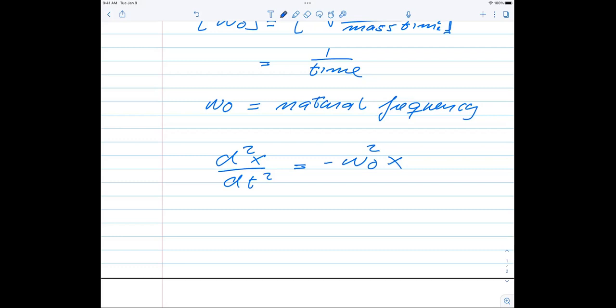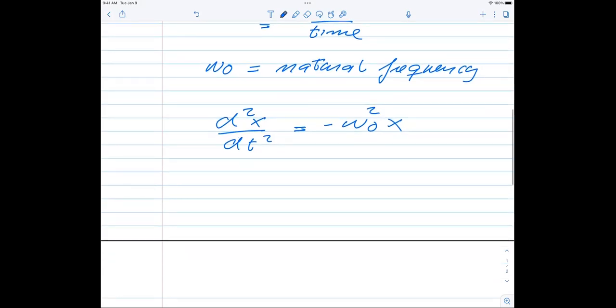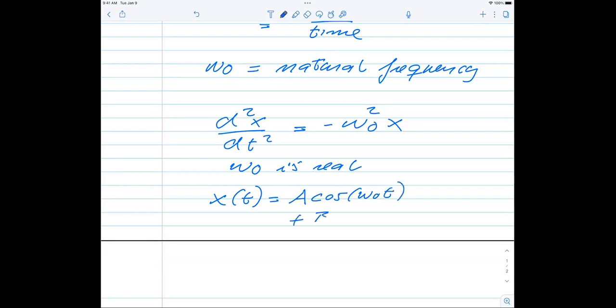So let's write down the solution. So the general solution for x, this is a famous differential equation. And if you see that, then omega 0 is a real constant. So that's an important thing. Omega 0 is real. Then the solution x of t, and I'm just writing down the solution, is given by a times cosine of omega 0 times t, plus a constant b times sine of omega 0 times t. So if you see something like that, you can just write down immediately the solution.